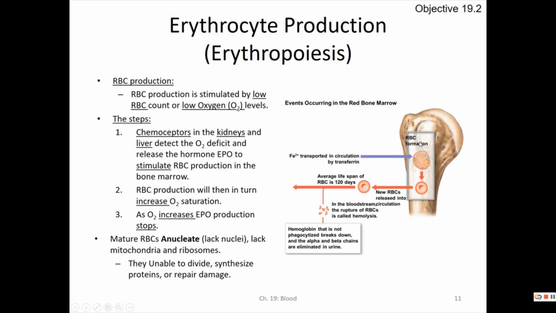Now, what's going to happen is we need to make red blood cells under very specific conditions. One of those things is if we have a low red blood cell count, anemia, or low oxygen count, which is referred to, guys, as hypoxia. Then the chemoreceptors in the kidney can detect this O2 deficit, and the kidney, which is monitoring blood levels of oxygen, will release a hormone called erythropoietin.